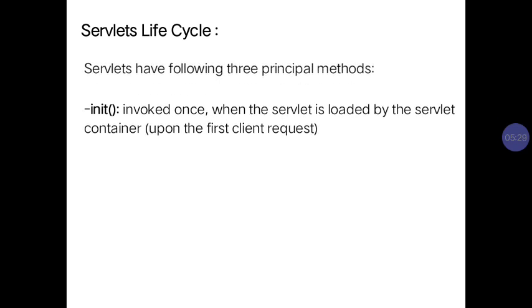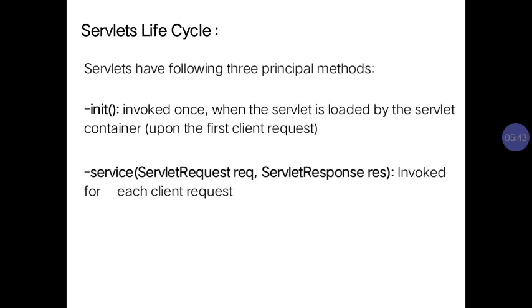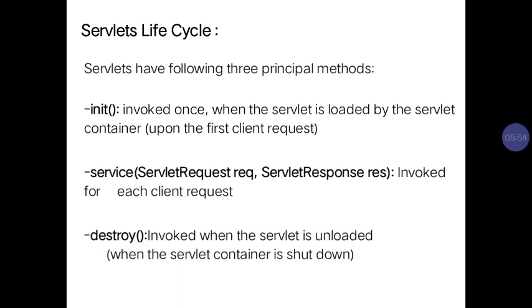The first method is the init method. It is invoked once in the life cycle of servlet. Once any servlet is loaded, at that time the init method is called, that is the initialization of servlet. The next method is the service method, having two parameters, servlet request and servlet response. It is invoked for each client request; for every client request the service method is called. After that, one more method in the life cycle of servlet is destroy, and it is called when your servlet container is shut down or when your servlet is unloaded from your server.